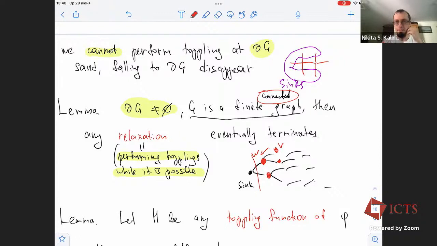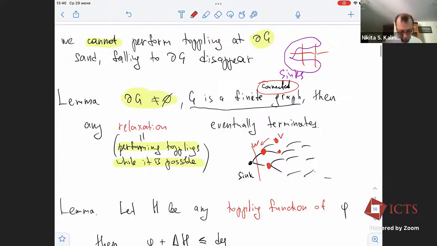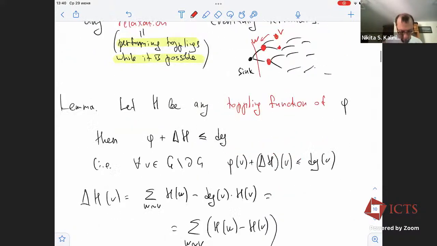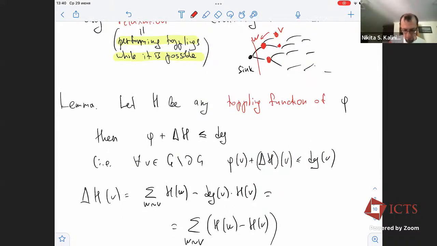Okay, good. Then the next natural question is, okay, so we know that any relaxation will eventually terminate, but maybe we can get different results. So the next lemma is as follows. Let h denote the toppling function of phi. The toppling function is a function which measures the number of topplings at vertices. So I start with a state phi, I perform some relaxation, and for each vertex, I count the number of topplings at this vertex. And this is a function h. Function h is a function from my graph to non-negative numbers.